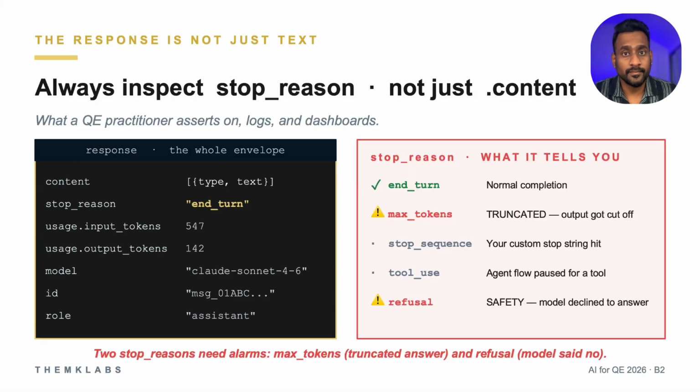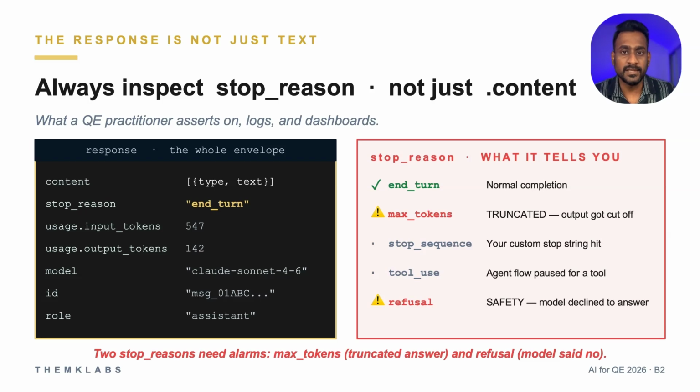And here's a slide most tutorials completely skip, and I want you to take it as more important. The response from an LLM call is not just text, it's an envelope. On the left is the actual response object: content, stop reason, input tokens, ID, model. All of that is what you assert on, what you log, what feeds your dashboard. But on the right is the field that matters most for testing. Stop reason, five values, learn them.